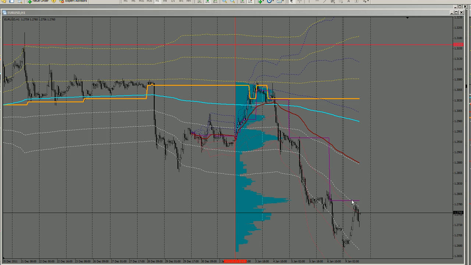I was looking for that level here. That is the volume peak here in the volume distribution chart, so that should be resistance usually, and as you can see we got very near to that level then and sold off.